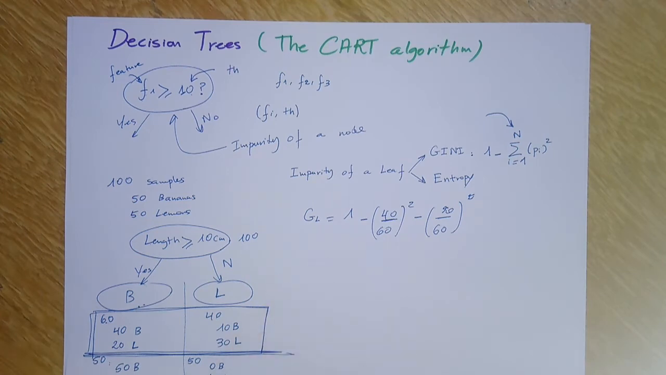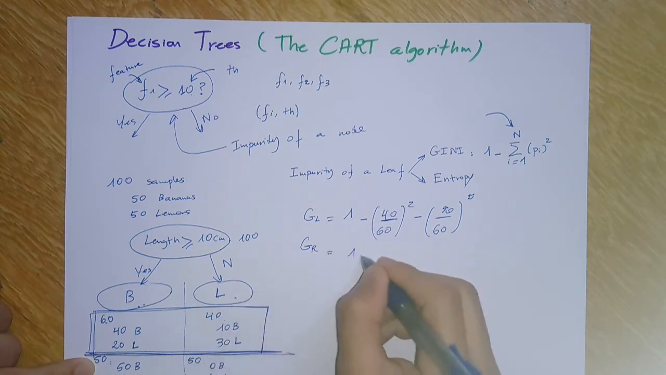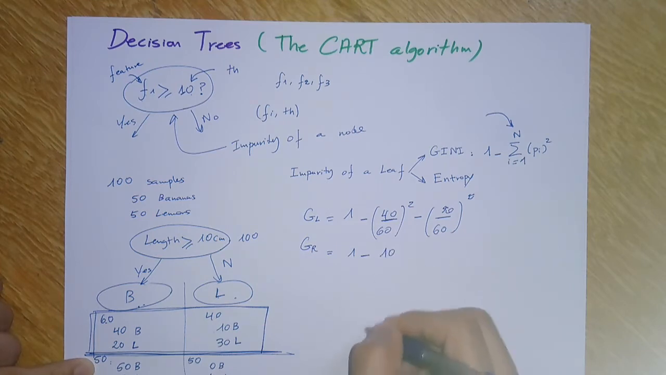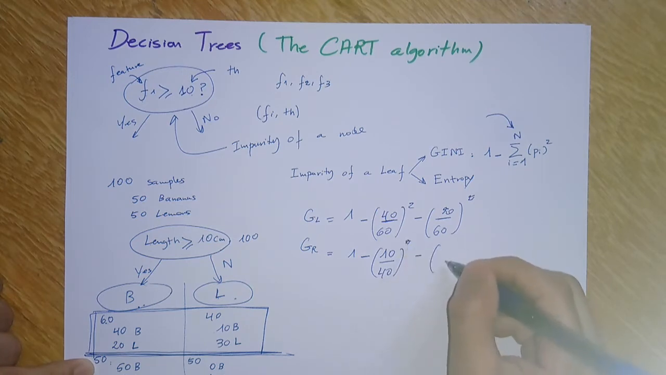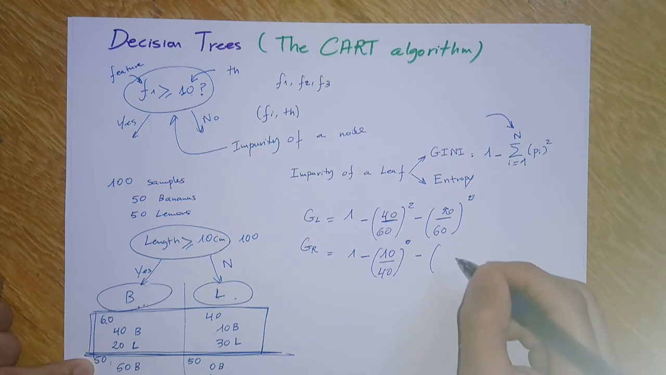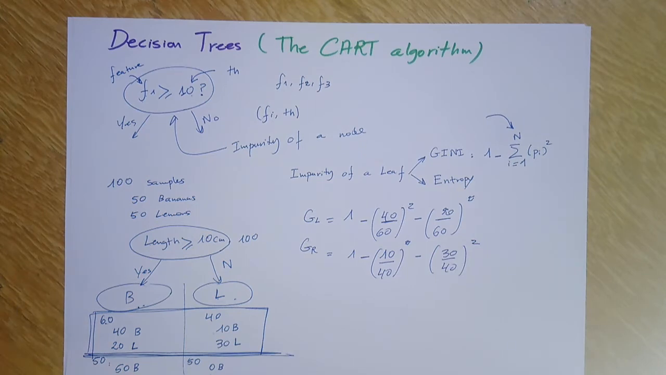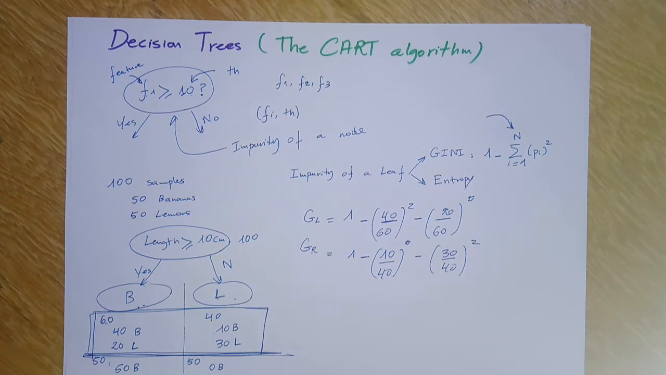And of course the same thing is true on the right node. The Gini impurity of the right node, or the right leaf here, is equal to 1 minus the probability of appearance of bananas, which is 10 divided by 40, and minus the probability of appearance of lemons, which is 30 by 40, and this of course should be squared. So this is how we calculate the Gini impurity of a given leaf. And the thing is, when a leaf is pure, what I get is a Gini impurity that is equal to 0, right?